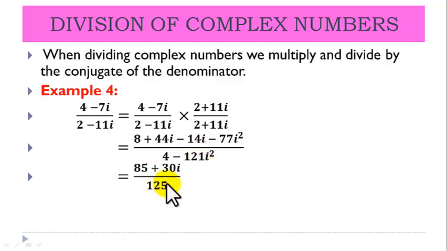And that is 125. So dividing through, we have 85 over 125, which can be reduced to the lowest term to 17 over 25, plus 30 over 125, reducing to the lowest term is 6 over 25 i. So (4 minus 7i) over (2 minus 11i) is equal to 17 over 25 plus 6 over 25 i.